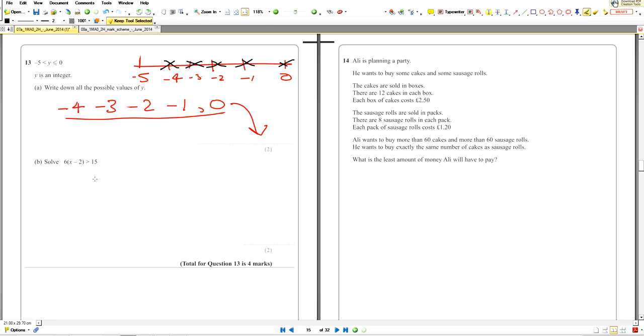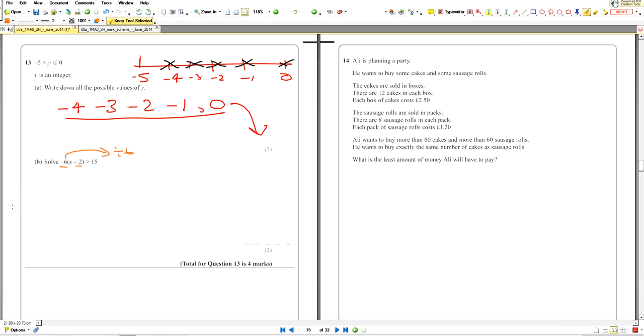Lovely. Next one, solve 6 times (x minus 2) greater than 15. What do we do with this question, folks? We can expand the bracket. Do we need to expand the bracket? Not necessary. We've got x minus 2. Minus 2 is the first action and times by 6 is the second action. So the opposite of times by 6 is divide by 6.